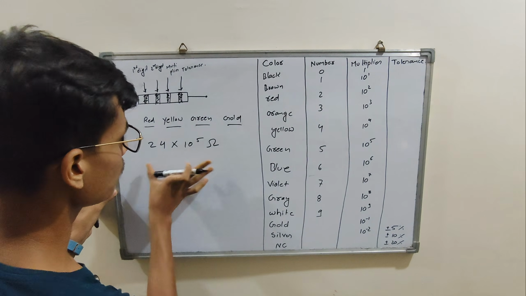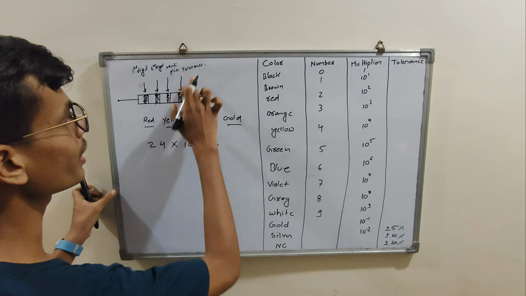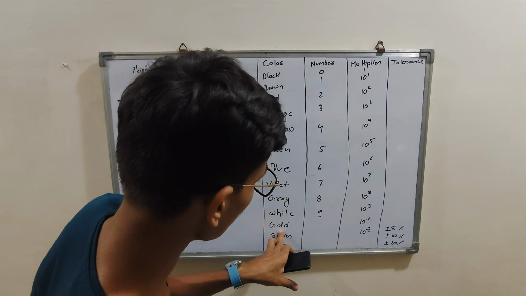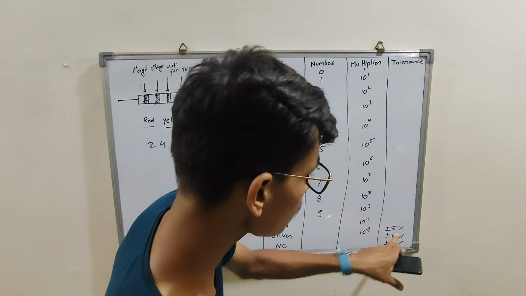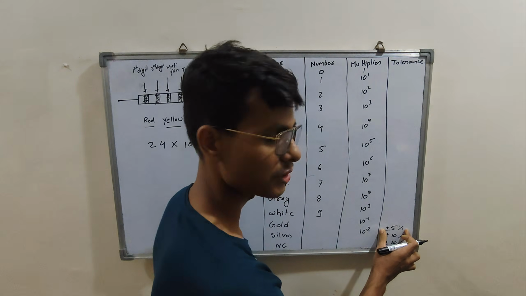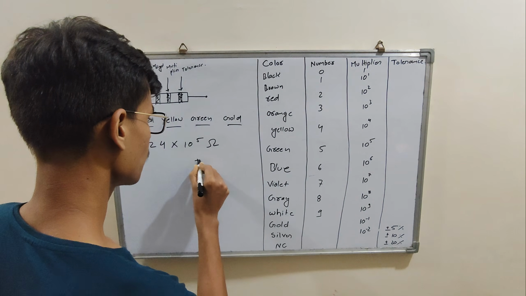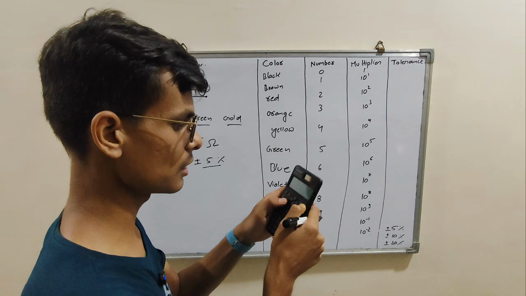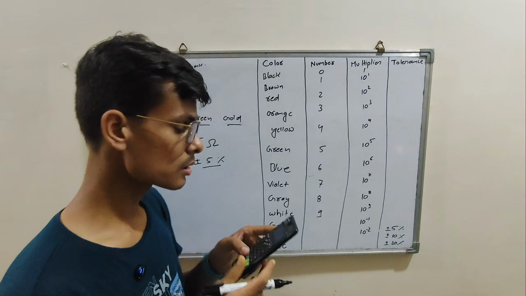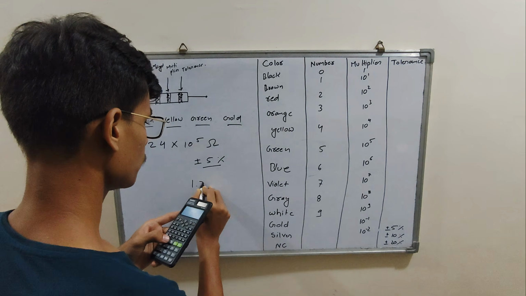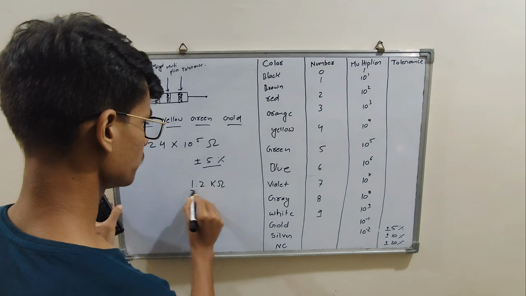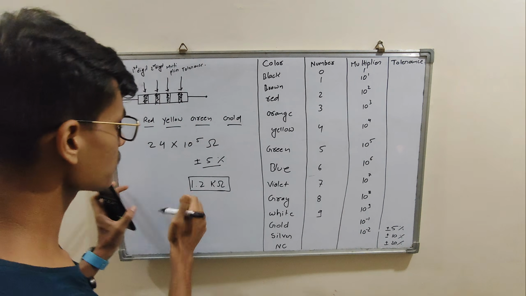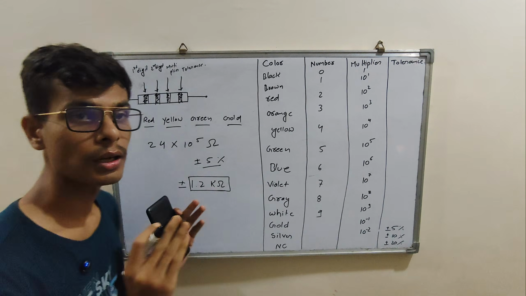So we can say this is the value of resistance. But look at the last one, which is gold in our case. You just need to go for the last value, which is the tolerance part. For gold, it is plus minus 5%. So 5% of 24 into 10 to the power 5, I'm using my calculator here, gives us a value of 1.2k ohm. This is the value which could be more or less, so plus minus 1.2 kilo ohm.